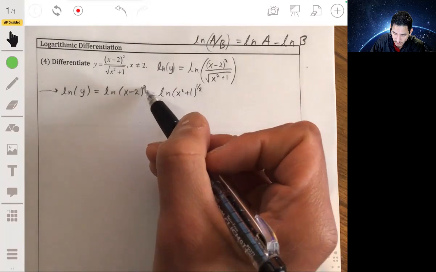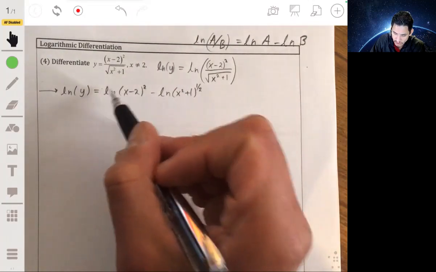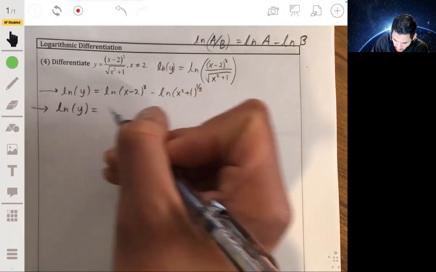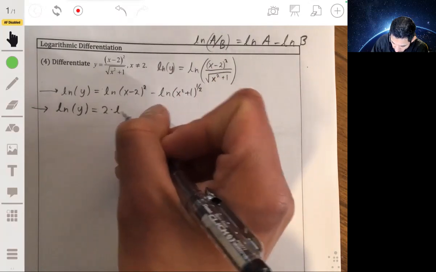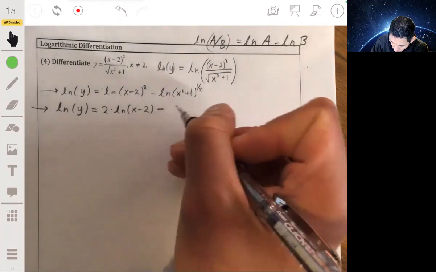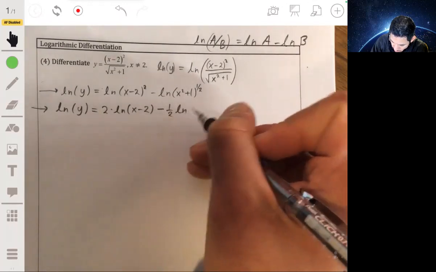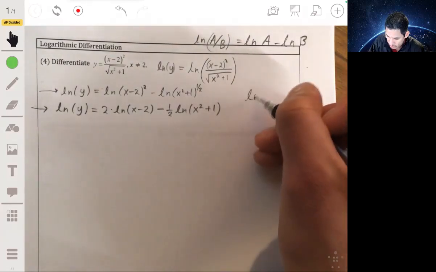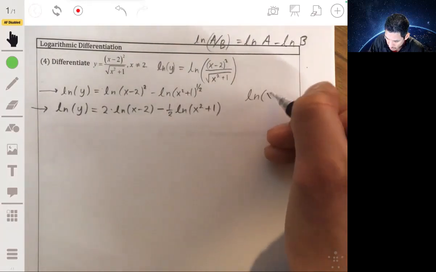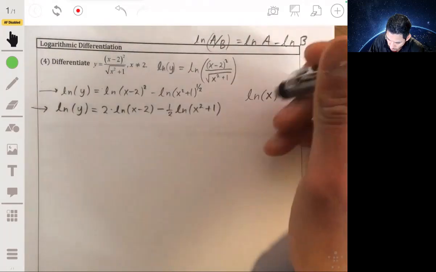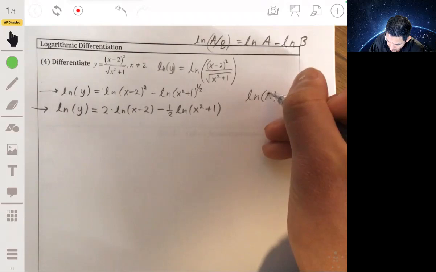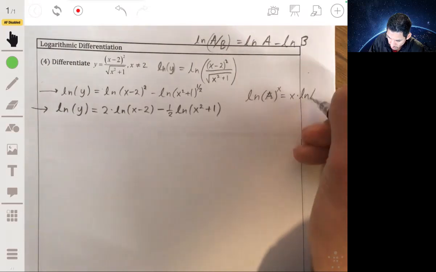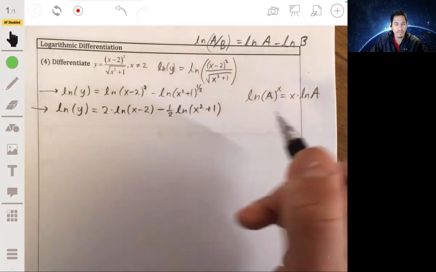Also, then we can use the power rule to make these coefficients of those logarithms. So this further becomes the natural log of y being equal to 2 times the natural log of x minus 2, minus 1/2 times the natural log of x squared plus 1. So remember, the natural log of a to the x, you can make this equal to x times the natural log of a, usually called the power property.